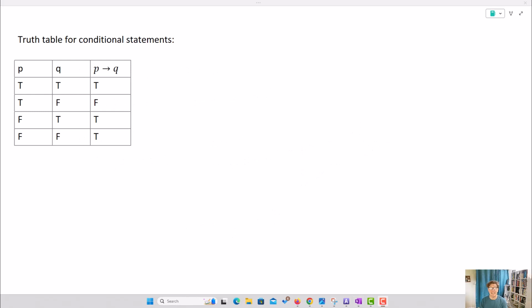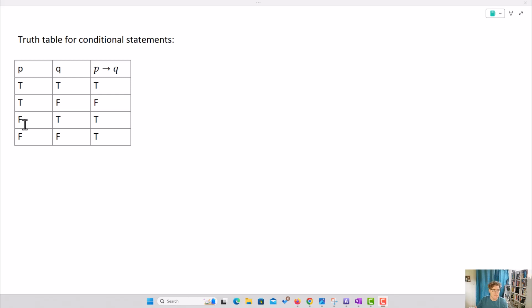From this basic idea, we're going to derive our truth table for conditional statements. When P is true and Q is true, we'll have P implies Q is true. When P is true and Q is false, though, we get P implies Q is false. So anytime this occurs, we end up with the conditional being false. If P is false and Q is true, then P implies Q is going to be true again, because we only really care what happens when P is true. When P is true, Q must be true.